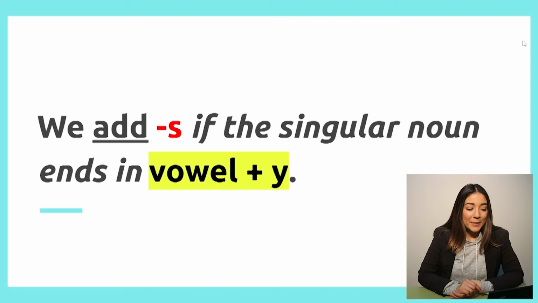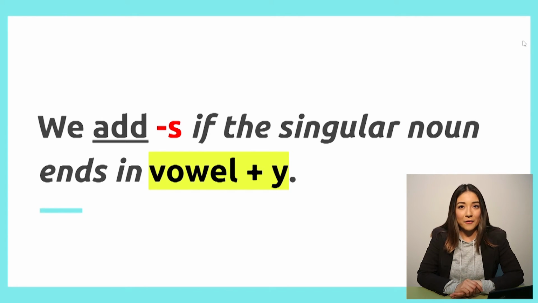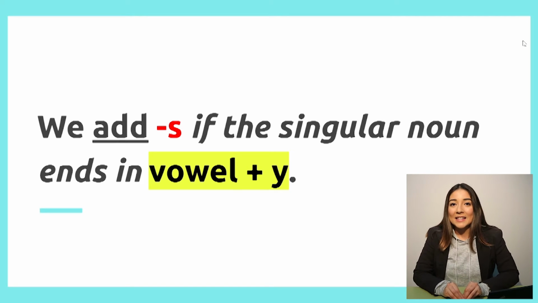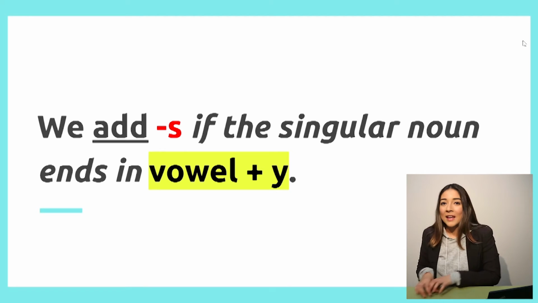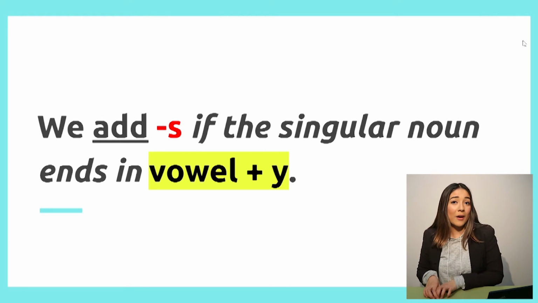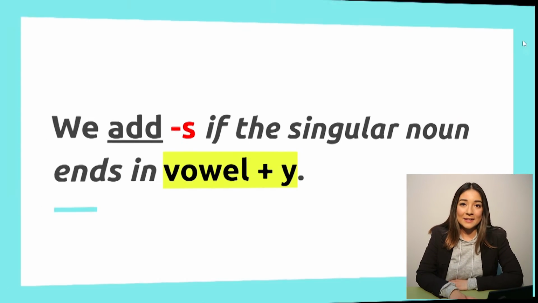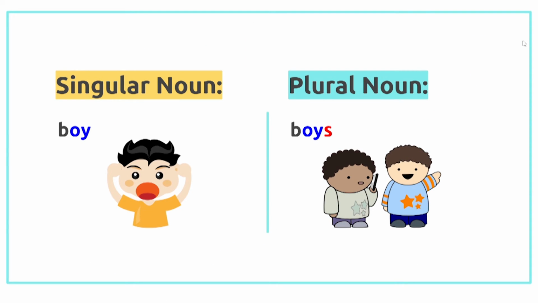Another important rule to remember is that we add S if the singular noun ends in a vowel followed by a Y. So we only drop the Y, change it to I, and add ES if the word ends in a consonant followed by a Y. If it ends in a vowel followed by a Y, we simply add S. Such is the case with boy, the singular being boy, the plural being boys. Simply add an S if it ends in a vowel followed by a Y.